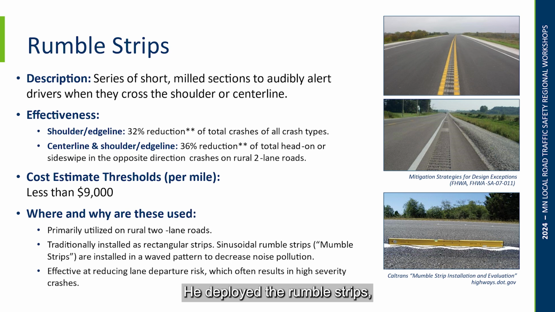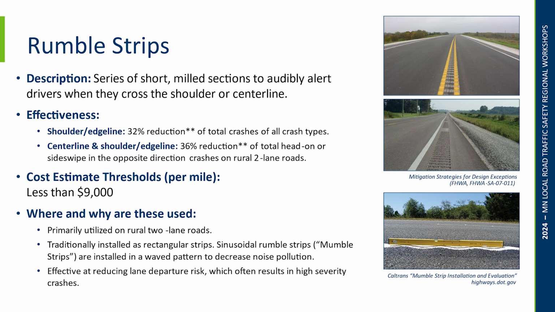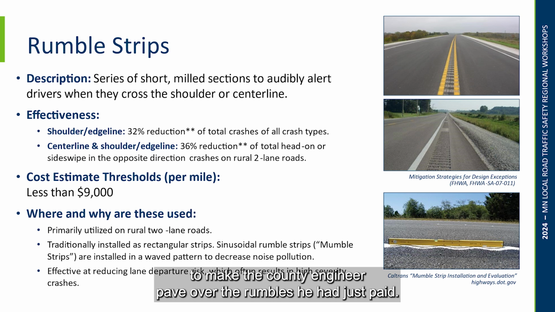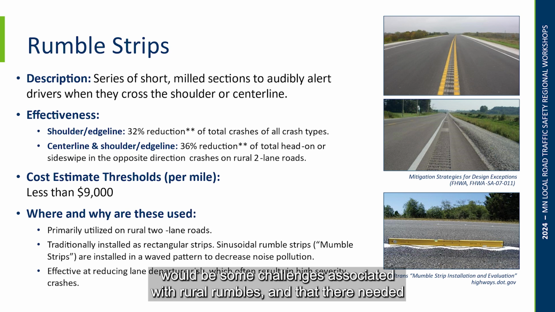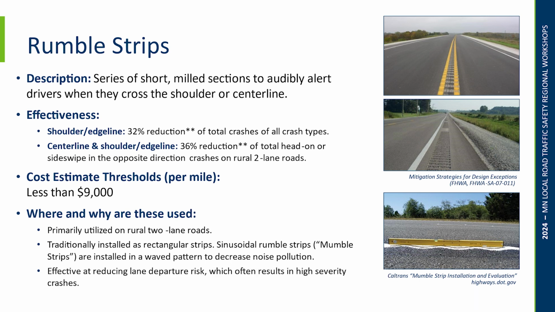He deployed the rumble strips, and it just happened that this segment of the adjacent land use was very expensive lake homes occupied by people who did not appreciate the traffic noise. And unfortunately, the complaints that these people made caused the county board to make the county engineer pave over the rumbles he had just paid to have cut in. And so that was a first sign that there would be some challenges associated with rural rumbles and that there needed to be thinking beyond the road edge about what the adjacent land use was.